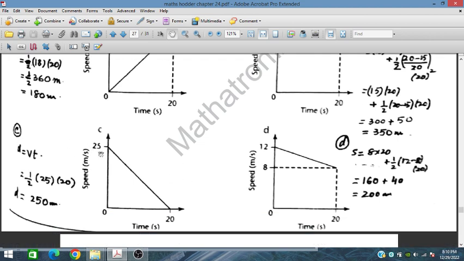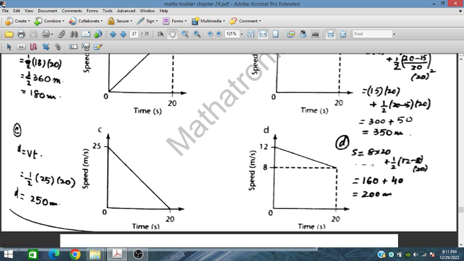Similarly for part C, we have 25 meters per second and it reaches zero speed in 20 seconds. So this area is equal to half into length into height, so half into 20 into 25, which is 250 meters. So the total distance traveled under this area is 250 meters.